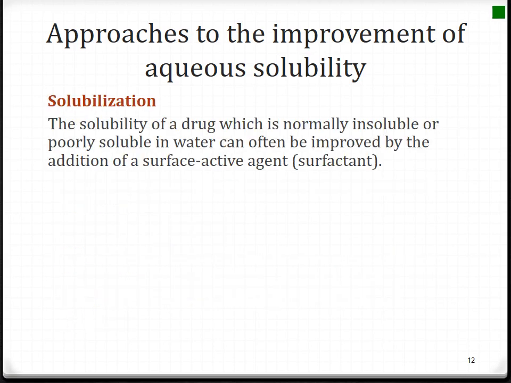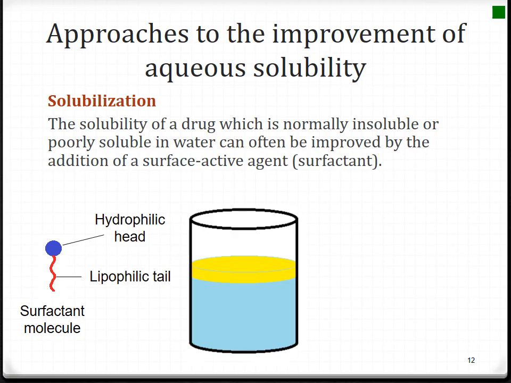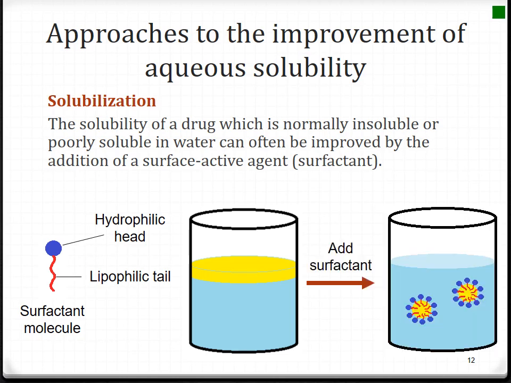The third approach to improve aqueous solubility of a drug is through solubilization, which is by adding a surface active agent or called surfactant. Soap is an example of a surfactant. A surfactant molecule has a hydrophilic head, which is soluble in water, and a lipophilic tail, which is soluble in oils. Let's say we have an oily drug. Oil and water don't mix, but when a surfactant is added, they form structures known as micelles, where the lipophilic tails are immersed in the oil and the hydrophilic heads are immersed in the surrounding water.